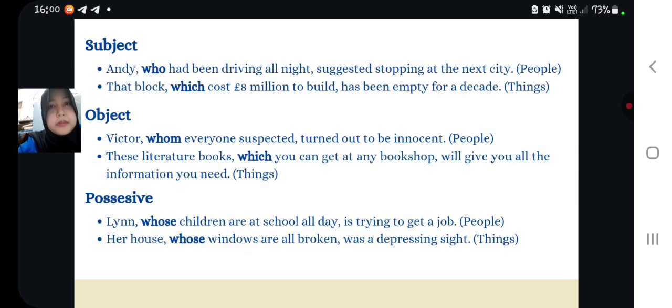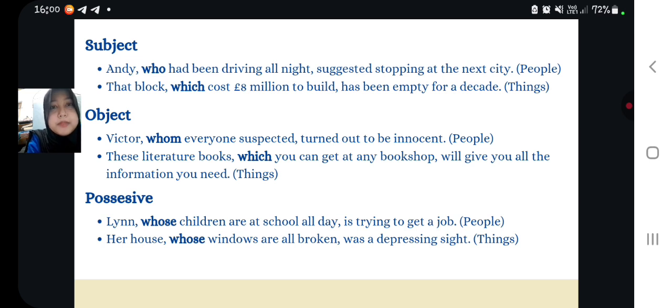And this is the example. Subject: Andy, who had been driving all night, suggested stopping at the next city. Who is for people or for the subject? And then that block, which cost €8 million to build, has been empty for a decade. And this which is for things and the subject.